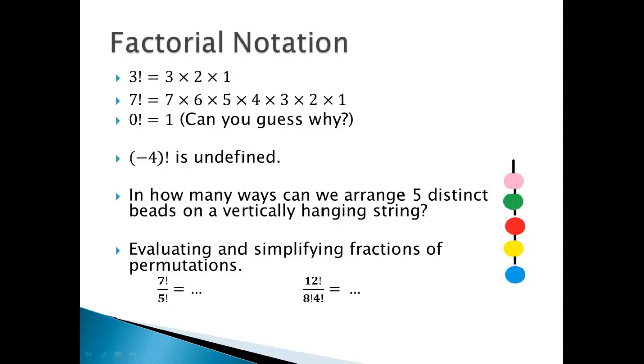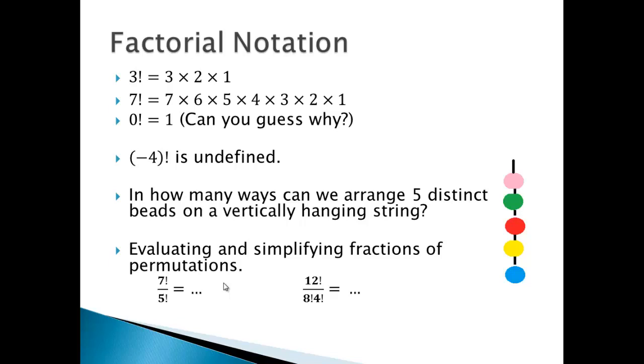Suppose that we had 5 distinct beads that were hanging on a vertical string. In how many ways could we put the beads on the string? What we could do is apply the basic counting rule. For the first bead, since there are 5 beads available, there are 5 options for the first bead. For the second bead, then, there are 4, then 3, then 2, then 1, and the basic counting rule gives us 5 factorial for the total number of ways to put the beads on the string.